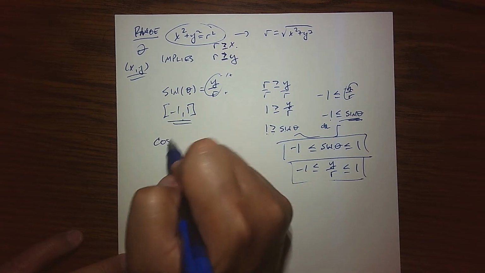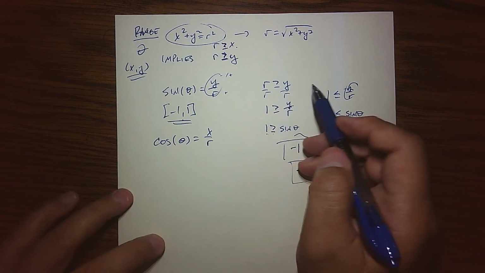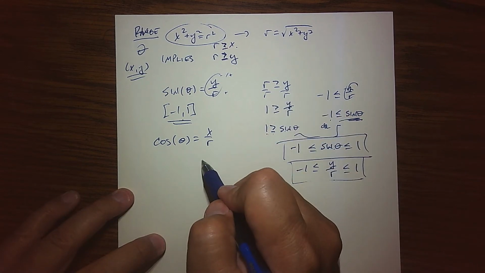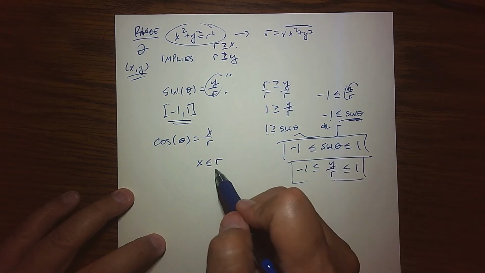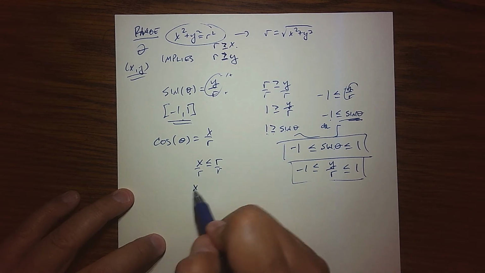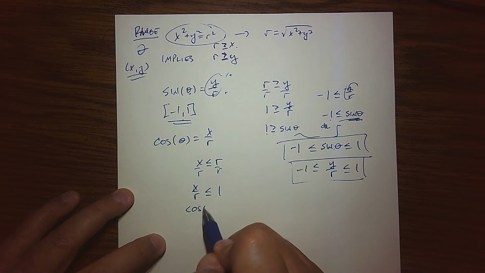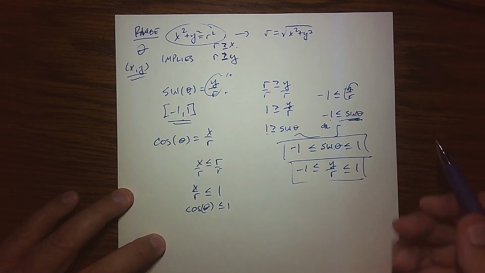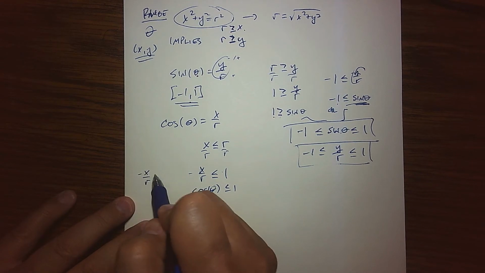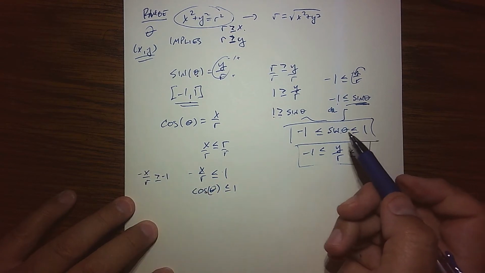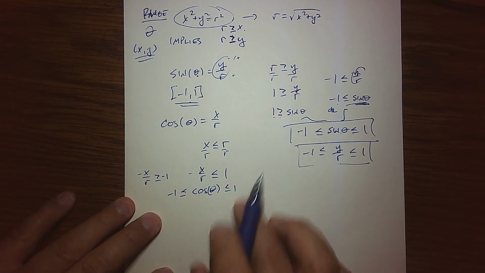And then it turns out that cosine is very similar. We can have almost the same exact argument, and I'll do it a better way here. We know that x is less than or equal to r. If I divide both sides by r, this means that x over r is less than or equal to 1. So that means my cosine of theta is less than or equal to 1. Accounting for a negative, that means negative x over r is greater than or equal to negative 1. So we have it this way, flip-flopping it around.